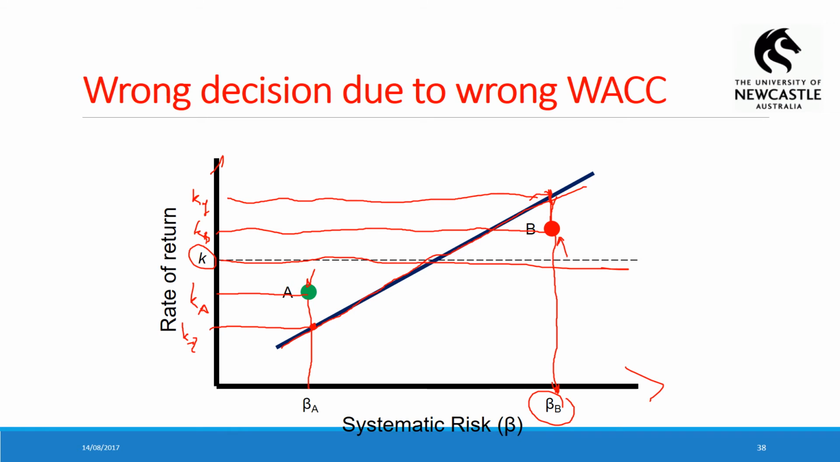Similarly, according to this line, the security market line, project B should be rejected because it's underperforming compared to the market, but because we use K as the overall required rate of return, we accept project B, because project B's return is higher than K. So by using just the same cost of capital or the same required rate of return for all projects, regardless of the riskiness of the project, we might end up accepting underperforming projects and rejecting overperforming projects.